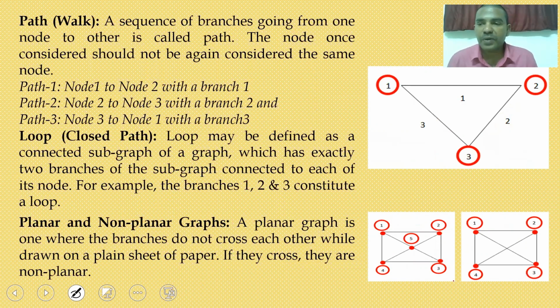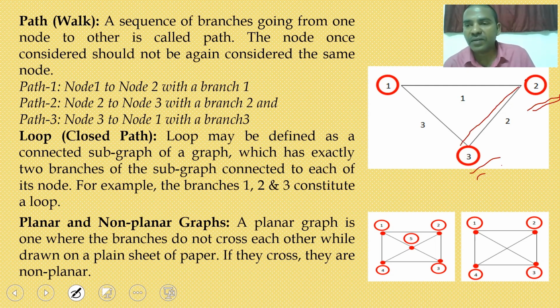If you take an example, two nodes are there, node 1 and node 2. If there is a connection between node 1 and node 2 with a branch, then you can say that it is a path. Similarly, another example: two nodes, node 2 and node 3. If a branch is connected between the two nodes, it is a path moving from node 2 to node 3. So that is the example of a path.